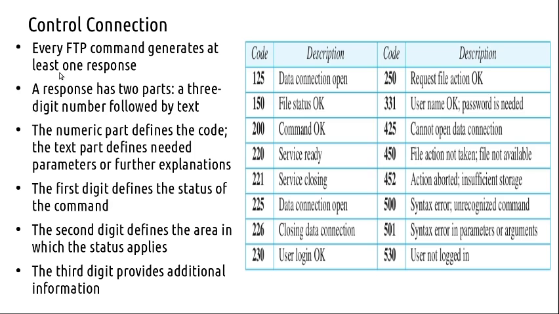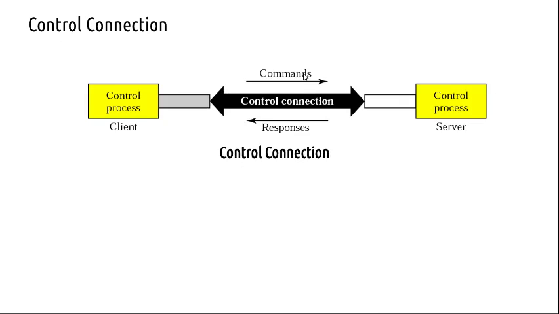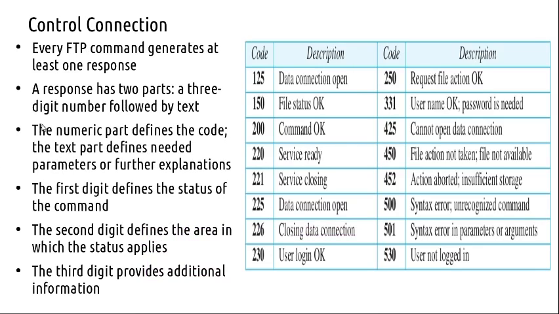So for the control connection, each command will generate a response. You send a command from the client side, and then you get a response. The response will be in the form of 3 digits, and these have different meanings. For example, 125, then 200 command OK, then 220 service ready. You should remember at least one or two of these.